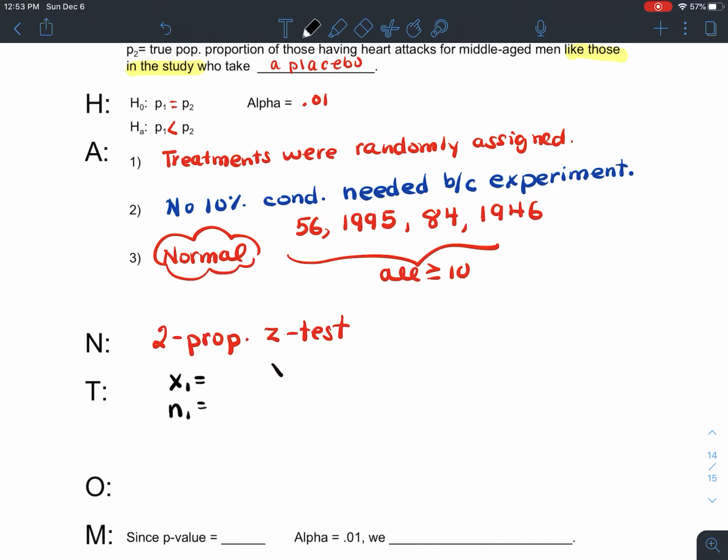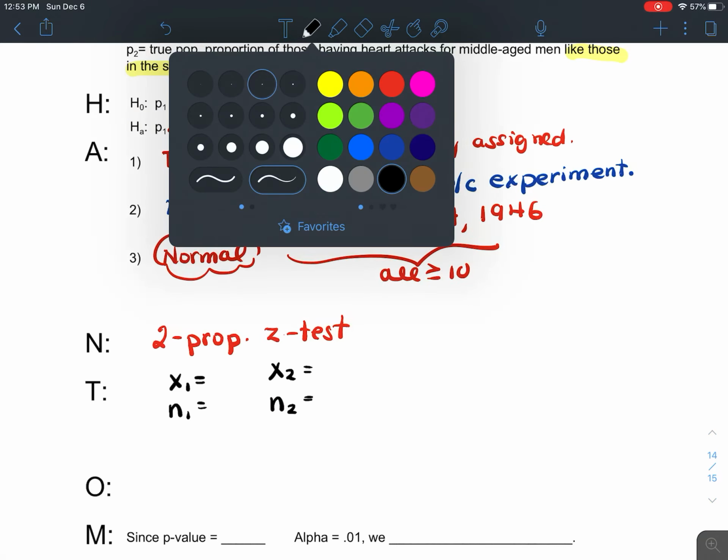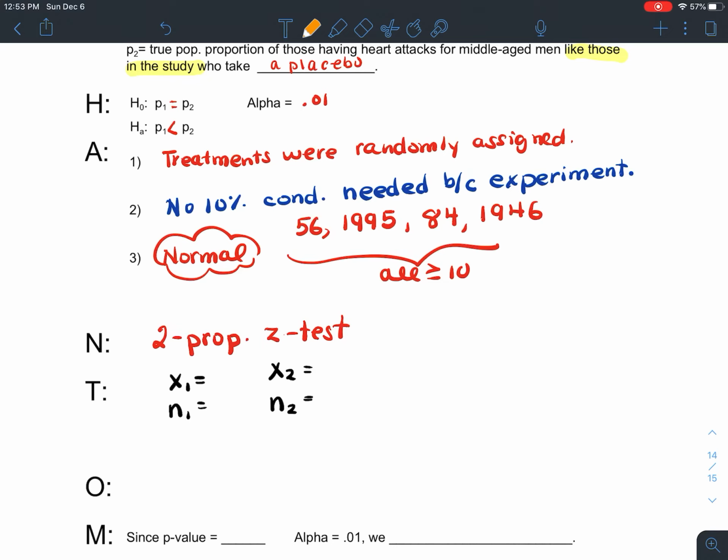When you select the 2-prop z-test on your calculator screen, it's going to ask you for these 4 inputs. Remember your x1, x2s, those are the number of successes. That would be the number of individuals who actually had a heart attack within each of those 2 groups. That would be the 56 from the gemfibrozil group, and that would be an 84 from the placebo group. Okay, I'm going to report those. I'm going to go ahead and hit calculate, and that's going to give me my test statistic. That's my z-score here, negative 2.47.